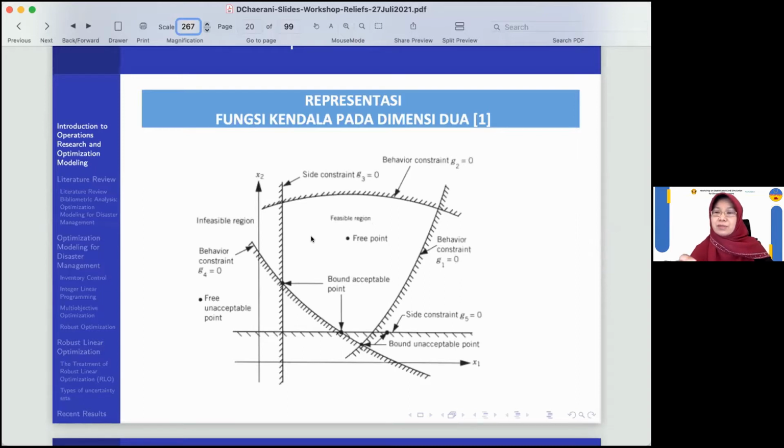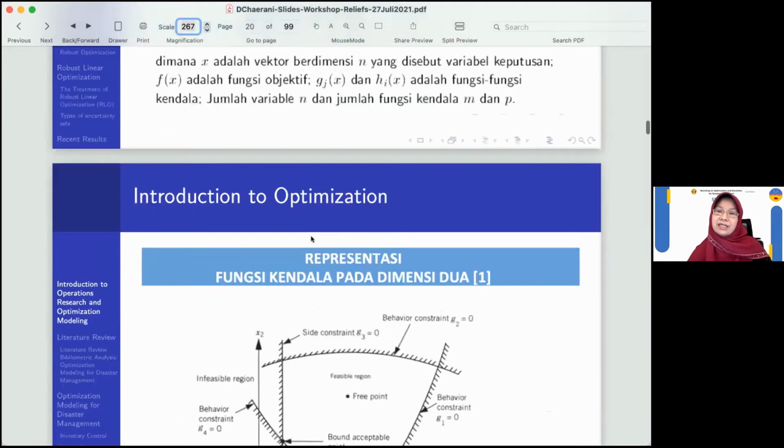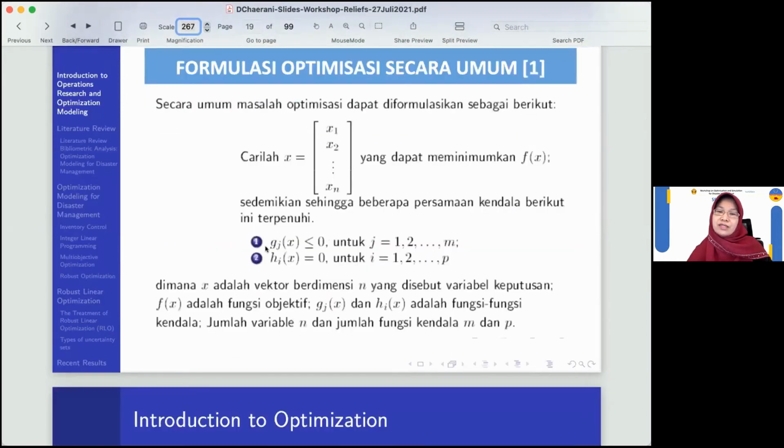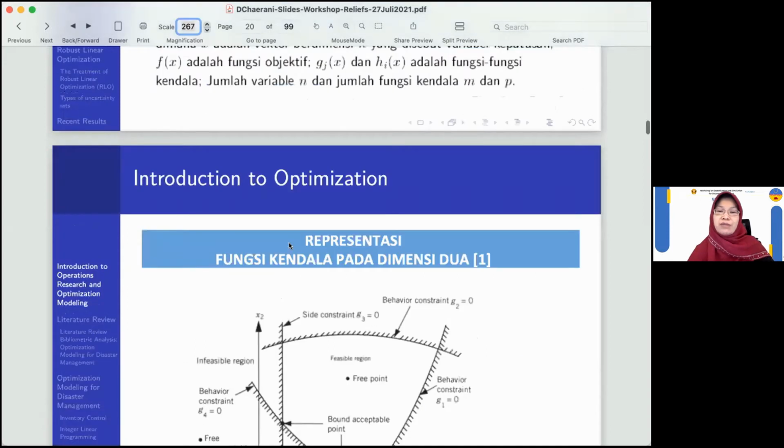So what does feasible region mean? The feasible region is all of the decision variables x that fulfill all of the constraints of the problem. So if we go back here, the feasible region is all the x that satisfy number 1 and number 2. Let's say you want to do mass vaccination, but the vaccines are limited. The amount of vaccines is limited, and the number of people who want to be vaccinated is large. It means there is a limitation of allocation and resources.